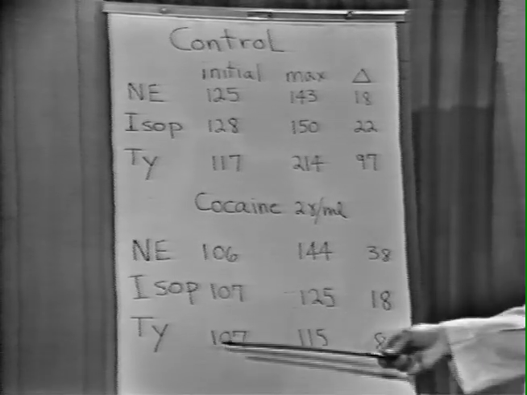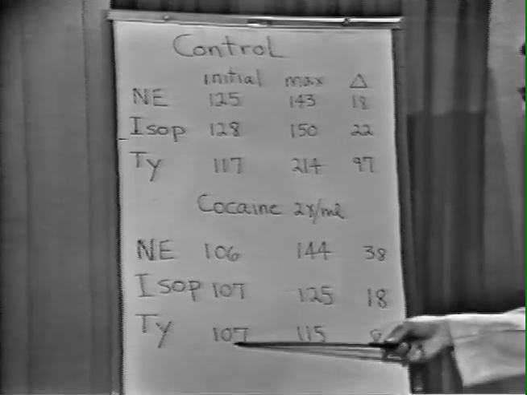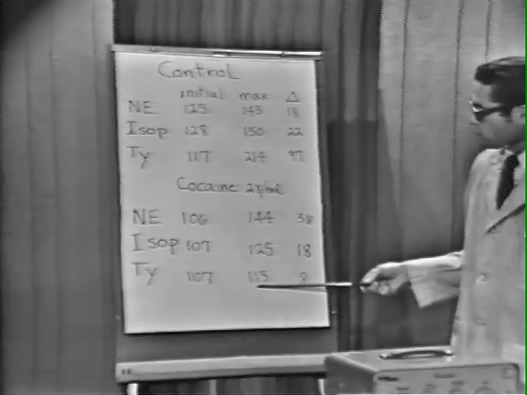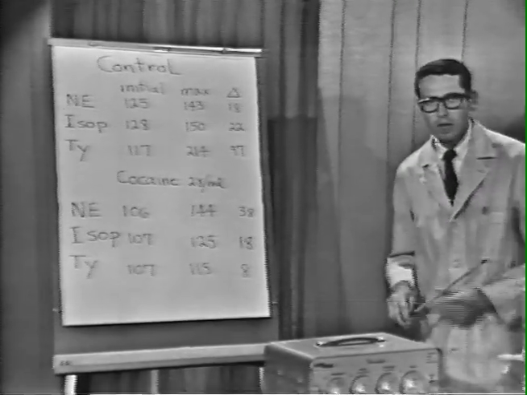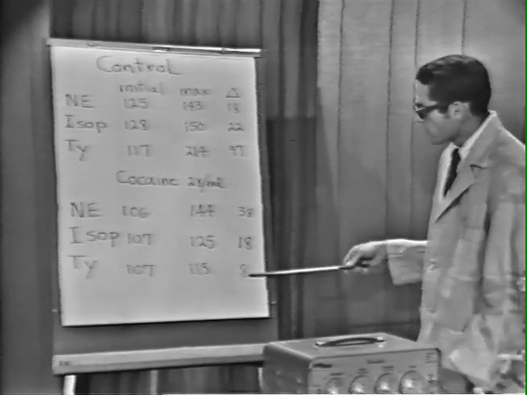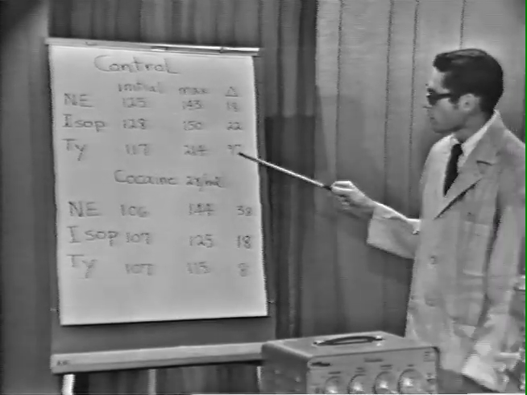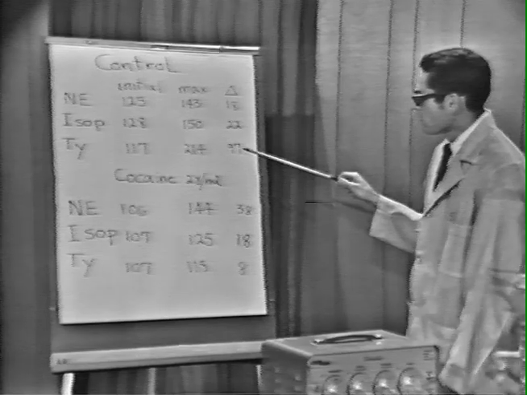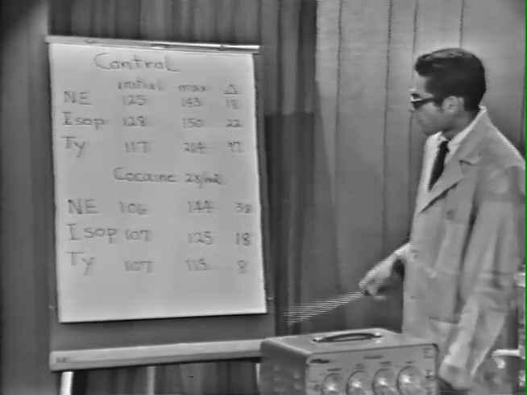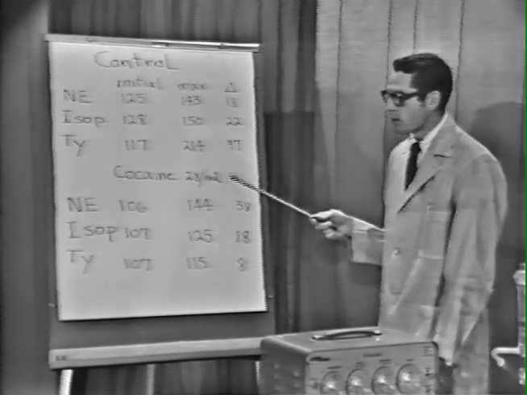A great difference is seen in the response obtained with tyramine, going from 107 only up to 115, as you saw on the polygraph recording. The change here of 8 shows that the response earlier of 97 beats per minute was essentially abolished, at least greatly reduced, due to the presence of cocaine.